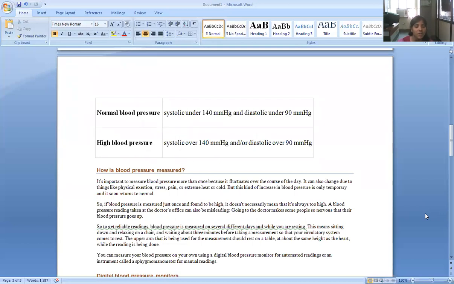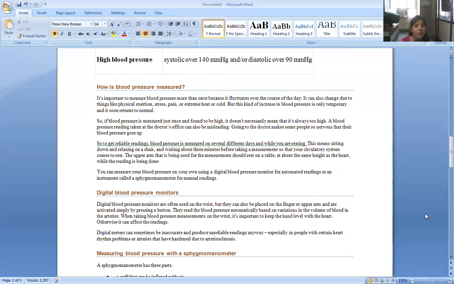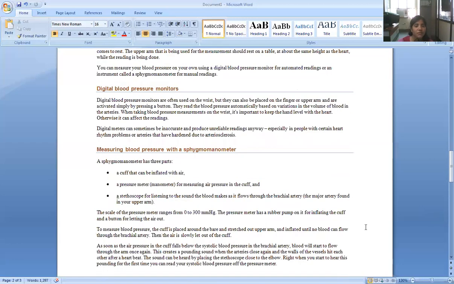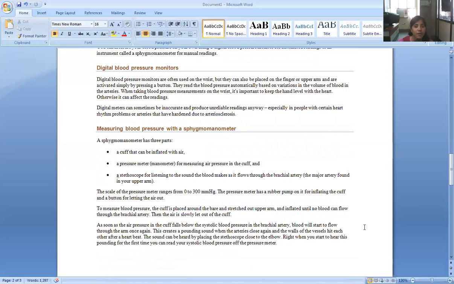So, how is blood pressure measured? It's important to measure blood pressure more than once because of fluctuation over the course of the day. It can also change due to things like physical exertion, stress, pain, or extreme heat or cold. But this kind of increase in blood pressure is only temporary and soon returns to normal. So this is the digital blood pressure monitor, and now we come to measuring blood pressure with a sphygmomanometer.